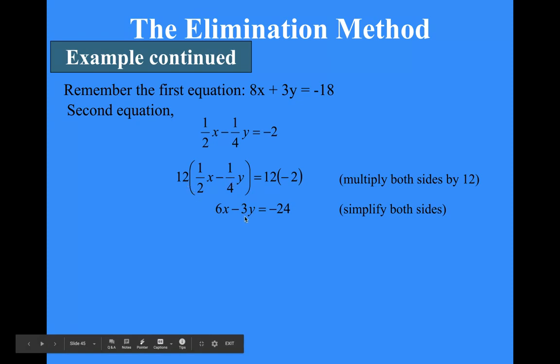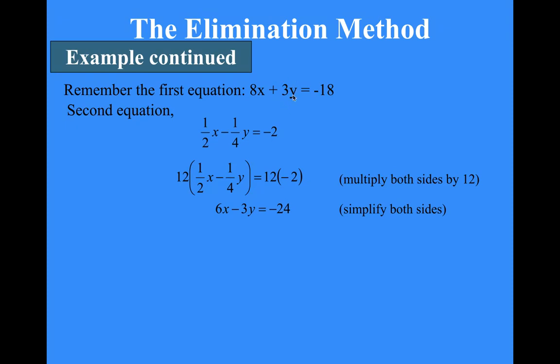1/4 of 12 is 3, so we get 3y, but it's minus, so we get a minus 3y. And then 12 times negative 2 is negative 24. Okay, so we distributed the 12. We ended up getting 6x minus 3y equals negative 24. These two equations are exactly the same. They mean the same thing. We just manipulated it.